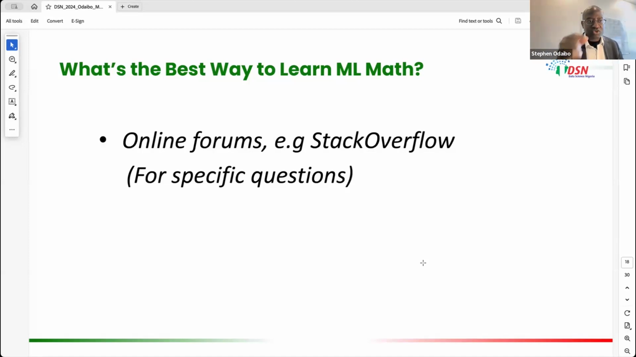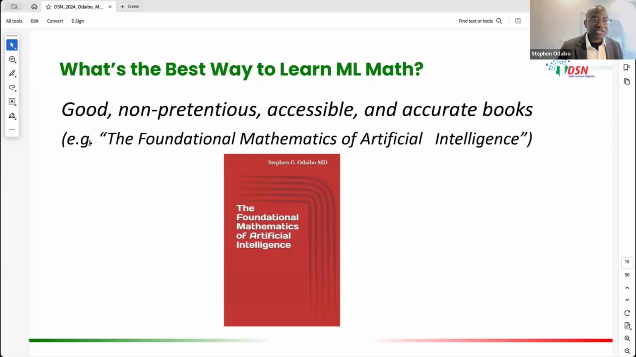And that's not just in terms of the mathematical content knowledge, but even the code. Like there's a bug that I've run into and how do I solve it? Boom, there's online forums for that. So definitely be taking maximum advantage of that.